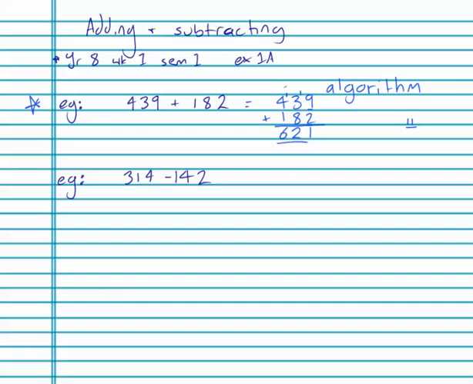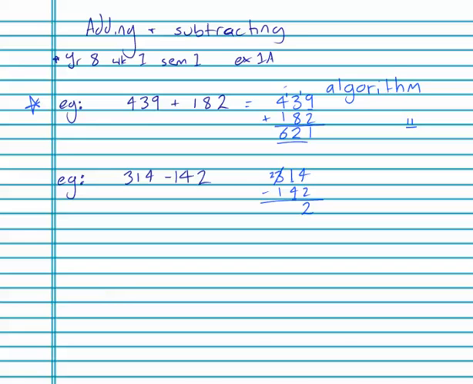Similarly for subtracting, finding the difference between two numbers, 314 minus 142. And we start from the units. 4 minus 2, nice and easy, I've got 2. 1 minus 4 I can't do. I've only got 1 in the tens column here, and I need to take away 4 lots of 10.